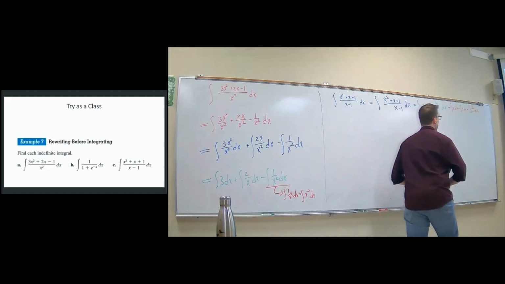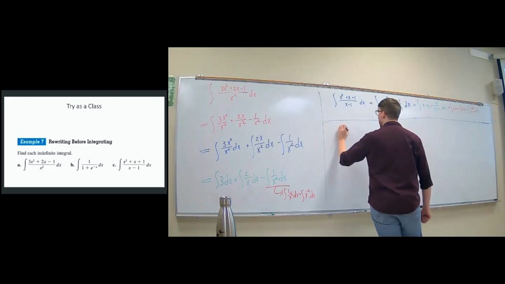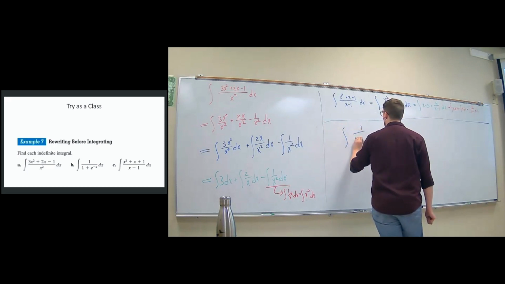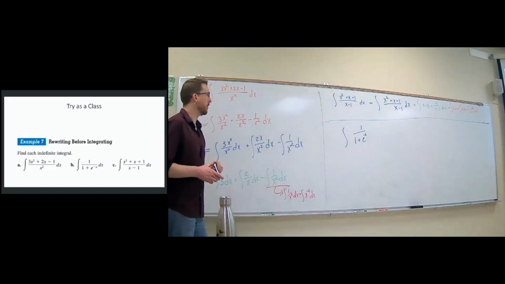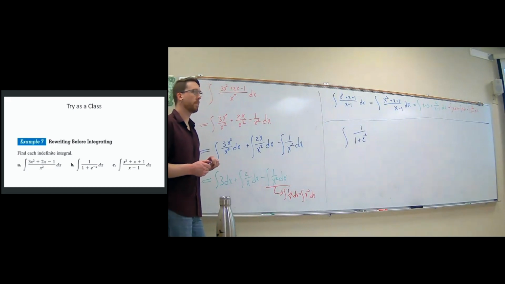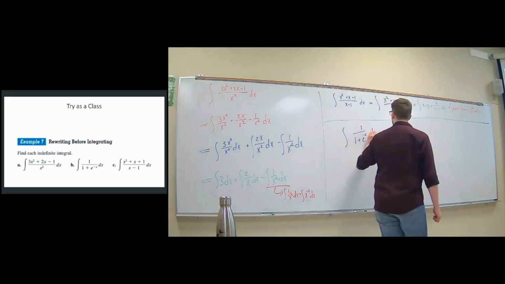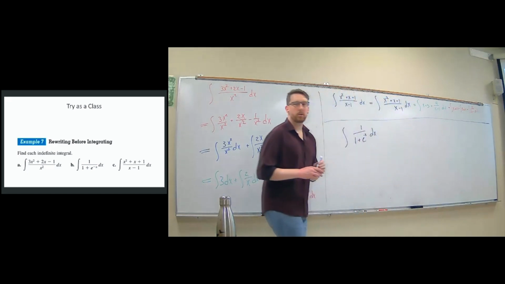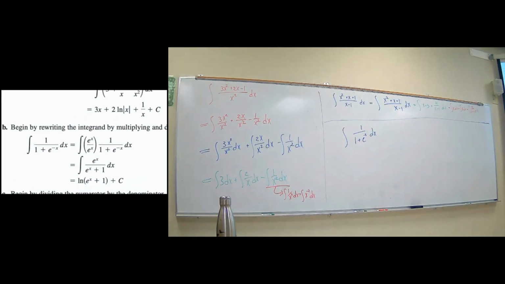Now, for b, in the case of the integral 1 over 1 plus e to the negative x, what are we going to do here? What do you all think? My initial thought is to fix the negative x, but I don't know. Yeah, we want to do something with that, right? Yeah, that makes sense. So the method they use is going to be to multiply by 1. Okay, yeah.